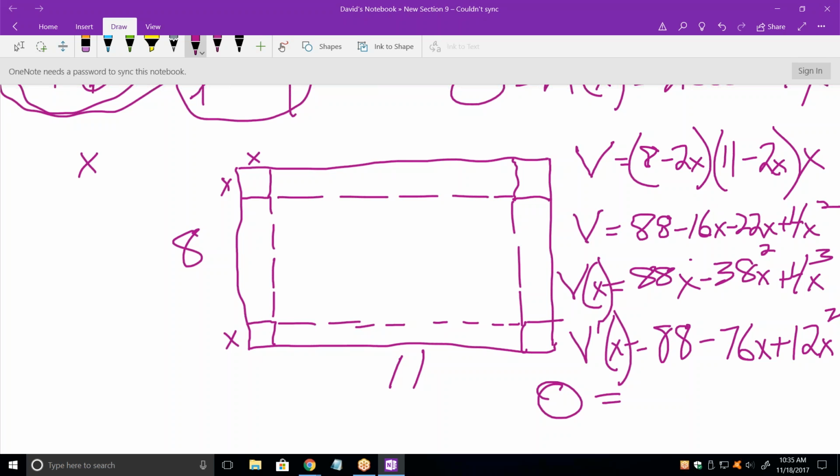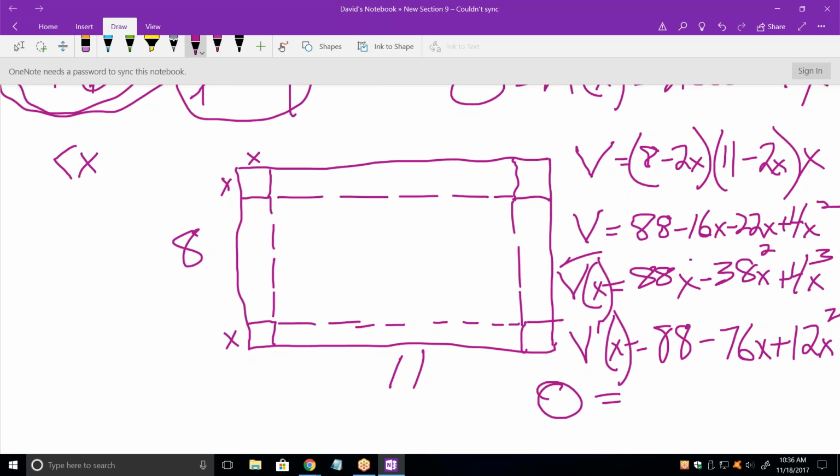And that's the only place we want to look. In other words, if we were to look at a graph of the volume function, we would see that it has two horizontal tangent lines. And one of them may be outside of our effective range.